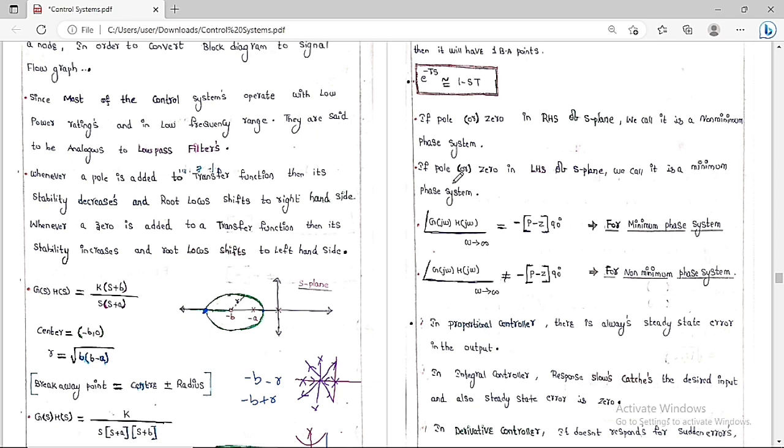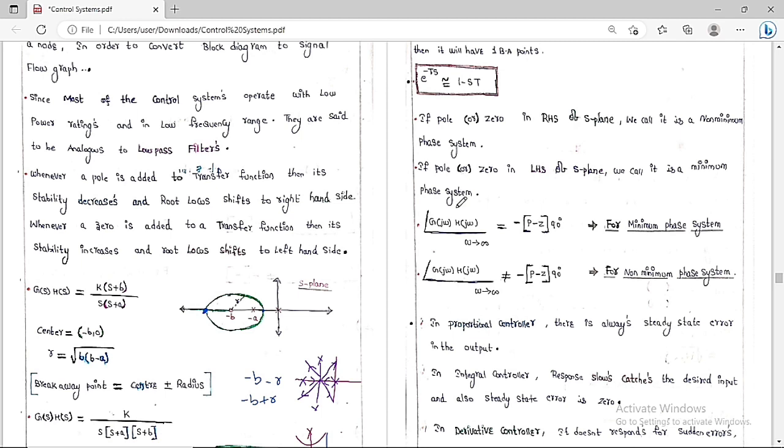So in simple words, I can say like this. If all the poles as well as the zeros lie in the left half of the s-plane, then we call it a minimum phase system. If at least one pole or at least one zero lies in the right half of the s-plane, then we call it a non-minimum phase system.